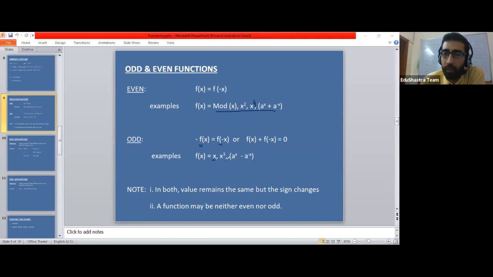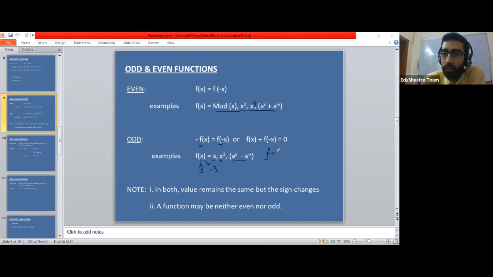For example, f of x equal to x. If you take x to be 3, then the output of the function is 3. If you take x to be minus 3, the output is exactly the negative. Or for x cube, or for a to the power x minus a to the power minus x. Here again, for whatever x you take, taking the negative value will give the exact negative of the function.